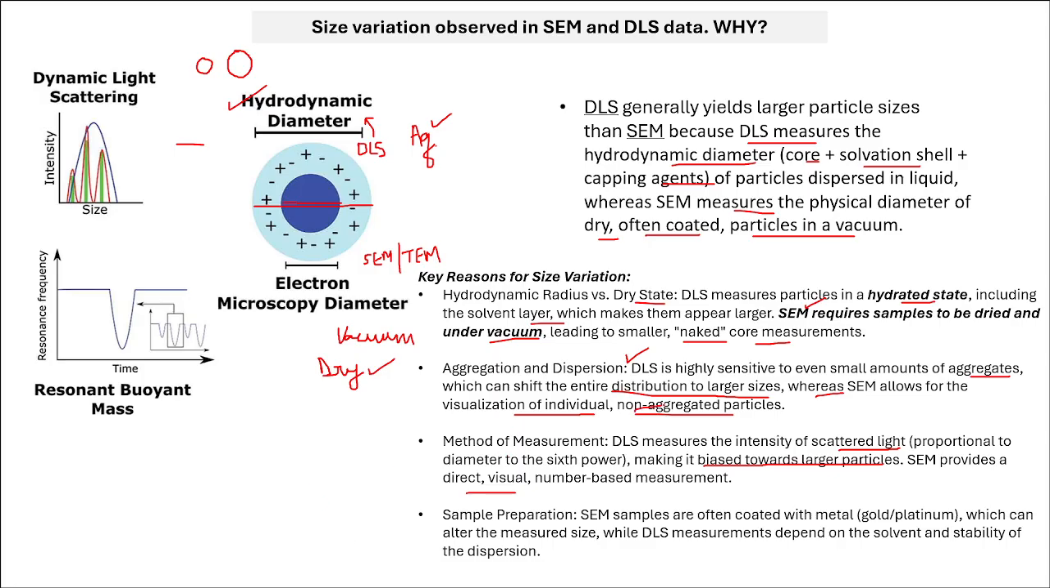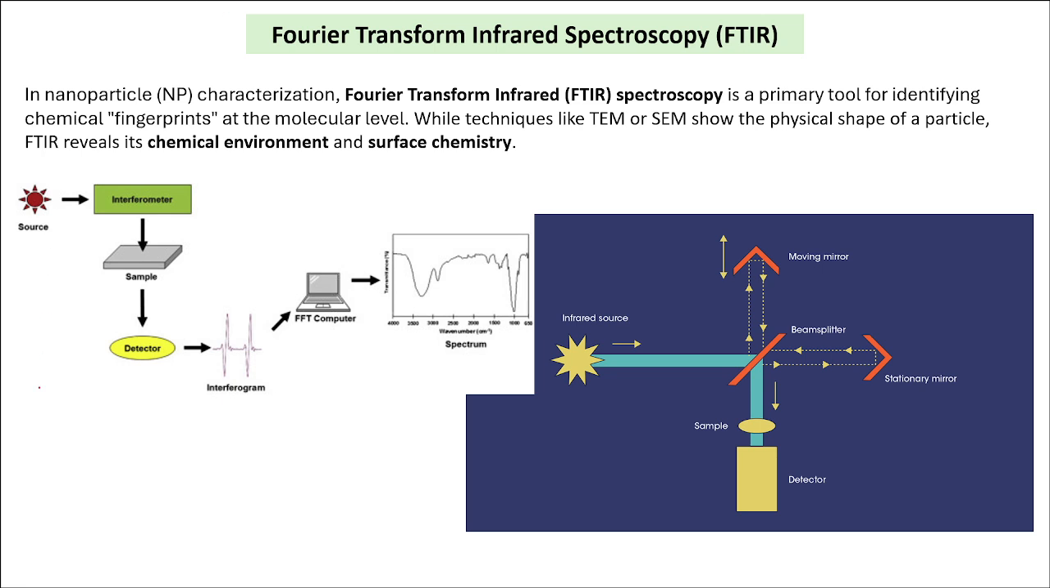SEM provides direct visual, number-based measurements. SEM samples are often coated with metal, which can alter the measured size. Obviously, we are doing sputter coating, so it can alter the size, while DLS measurements depend on the solvent and stability of the dispersion. Okay, the next technique that comes to us is Fourier transform infrared spectroscopy.